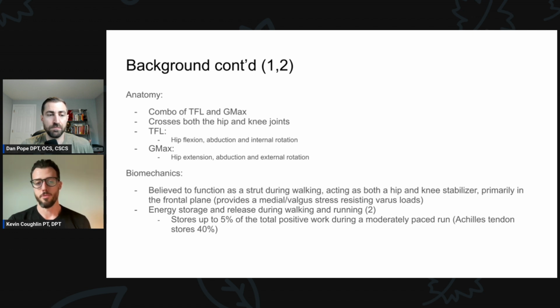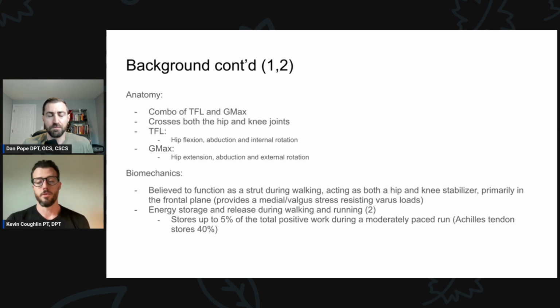So a lot of different movements around the hip and the knee are going to cause the IT band to be active. In terms of biomechanics, I think you might have said this in our first podcast that humans are the only animal with an IT band. It's pretty interesting. It's believed to function as a strut during upright walking, and it acts as both a hip and knee stabilizer. Primarily stabilizes in the frontal plane. It does a good job of resisting varus loads to the knee.